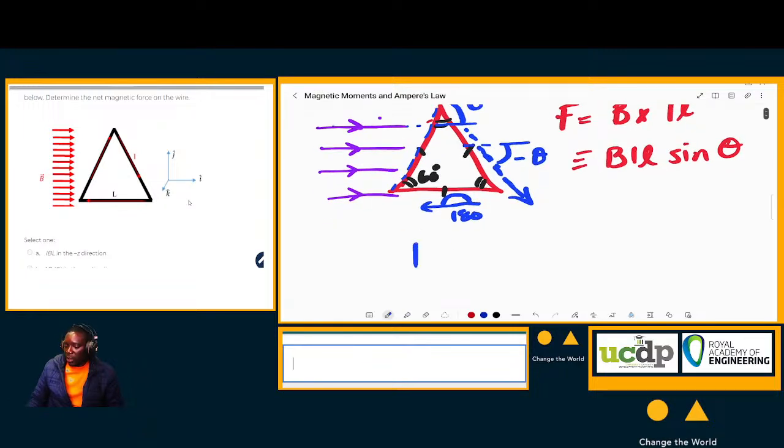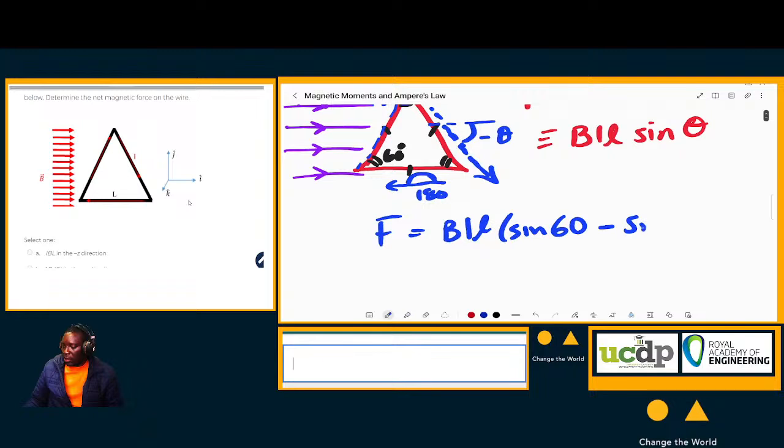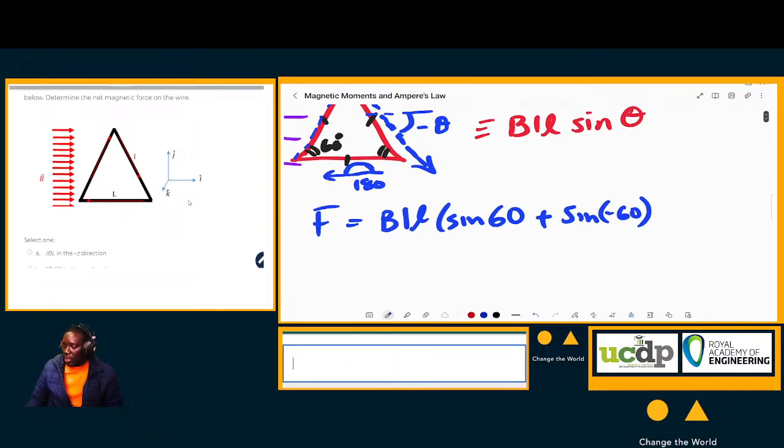So the total force acting on this conductor will be B, which is the same. Then I is also the same, and L, the length of the sides, is the same. But the first one is sine 60. Then this next one is plus sine minus 60. The other one is still BIL, because all those terms are the same for the forces on each side of the triangle. Then the other one is sine 180 plus sine 180.